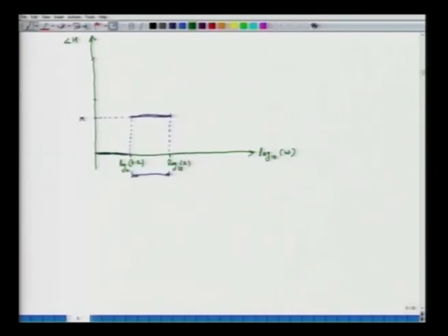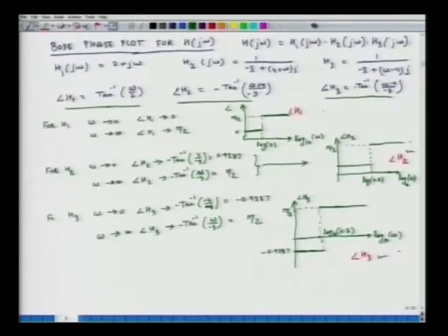Then for the range where angular frequency exceeds 2, let us look at the contributions from H1. From H1 the contribution is pi over 2, for H2 the contribution is pi over 3, again a constant, and from H3 the contribution is once again pi over 2. So, pi over 2 plus pi over 2 plus pi over 2 is 3 pi over 2.